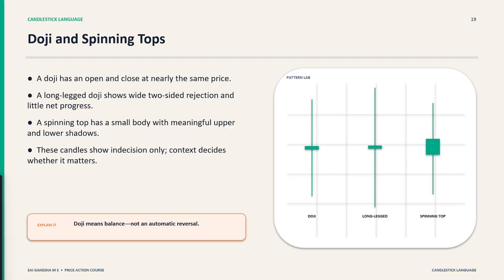Many beginners see a doji and immediately think that the market is going to reverse. That's not correct. A doji only shows balance or indecision during the particular candle. It doesn't automatically mean reversal. Now, this one is called a long legged doji. Here, the upper and the lower wicks are much longer. That means price moved strongly in both directions, but it still closed near the opening price. So there was more activity and volatility, but neither side maintained control.